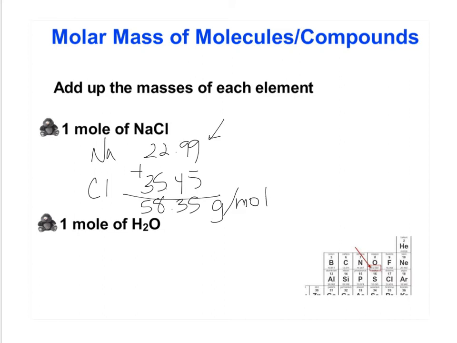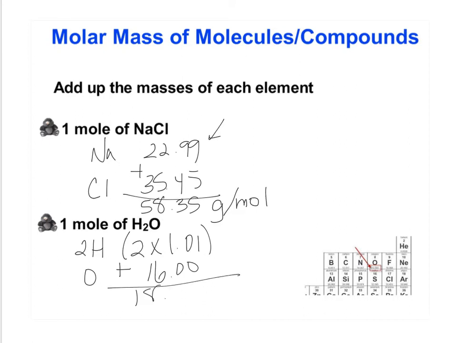So 1 mole of water. Now here I've got 2 hydrogen, right? 2 hydrogen, 1 oxygen. So that means I need to multiply the mass of my hydrogen by 2, plus my 1 oxygen, and my units are grams per mole.